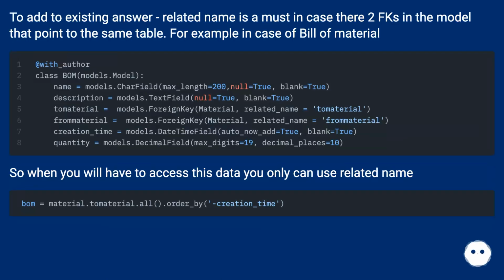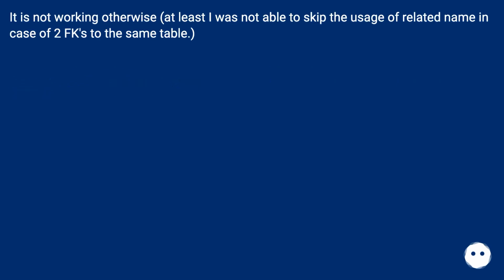To add to the existing answer, related name is a must in case there are two FKs in the model that point to the same table. For example, in case of bill of material. So when you have to access this data, you can only use related name. It is not working otherwise, at least I was not able to skip the usage of related name in case of two FKs to the same table.